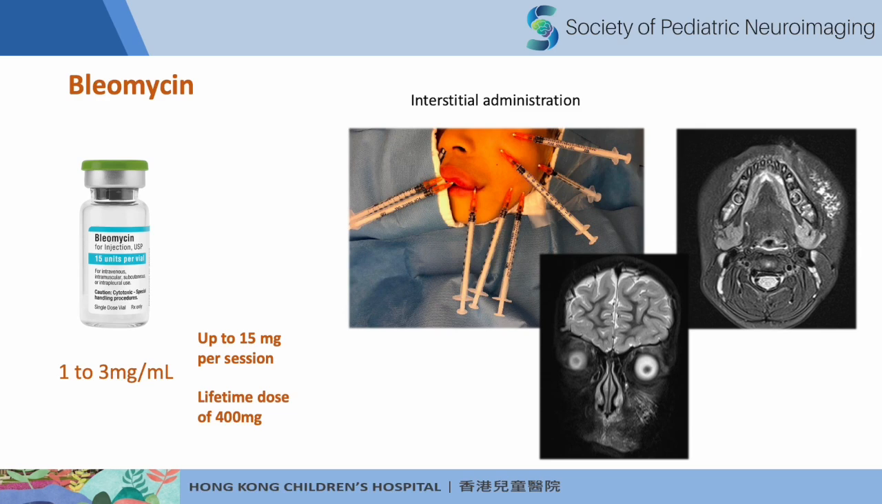It is important to observe the lifetime dose of bleomycin and warn the parents that it may affect future cancer treatment if the child lives to an older age. For bleomycin, we commonly use interstitial administration, meaning that we're just injecting it into the interstitial space and allowing the bleomycin to diffuse and work, just as in this case of microcystic lymphatic malformation.